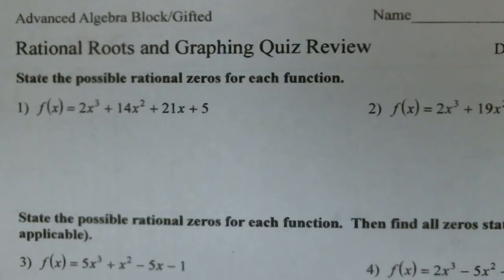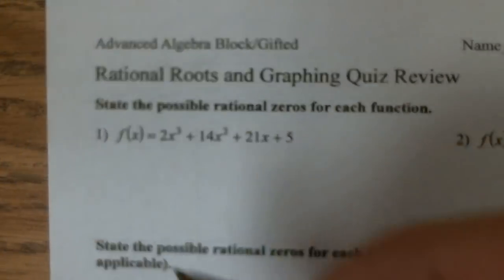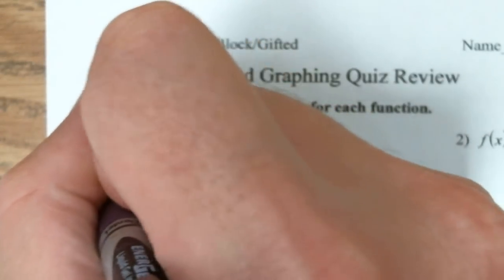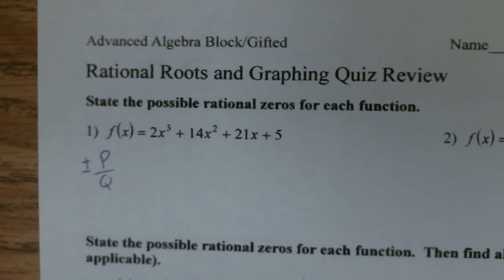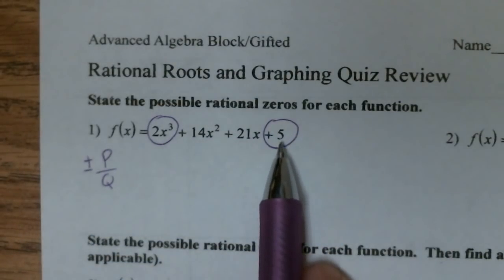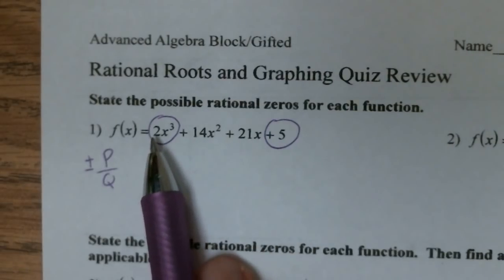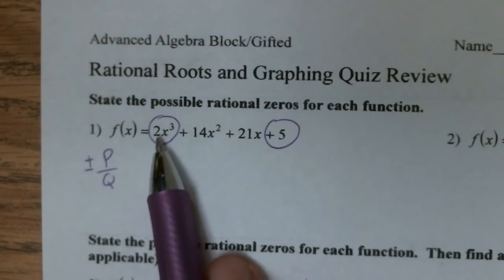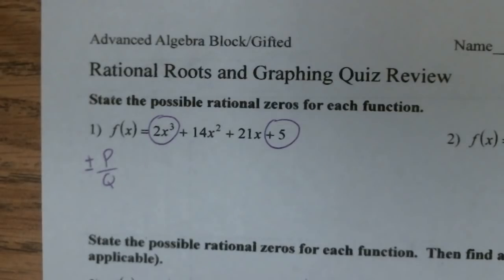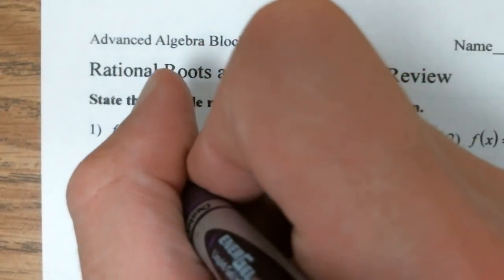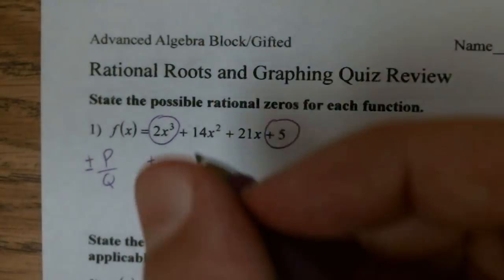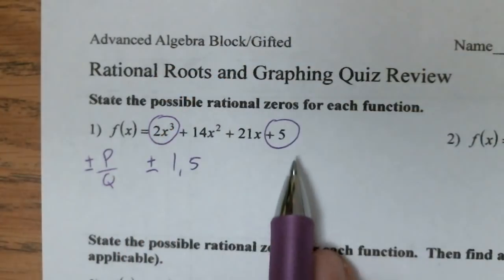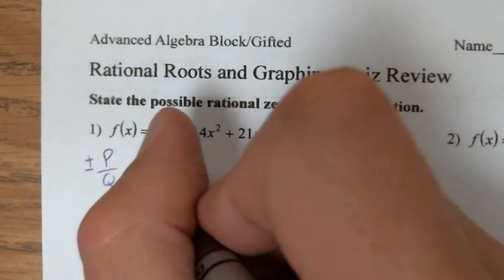Let's jump right in. Number 1 and number 2 are simply asking us to state the possible rational zeros for each of these functions. So this is my plus or minus p over q, or really what you guys need to focus on are the factors of the constant term divided by the factors of the leading coefficient in the front, the highest degree term. All right, so the factors of 5 are simply going to be, and I'll just write a plus or minus out front, plus or minus 1 and 5. Those are the only two factors of 5.